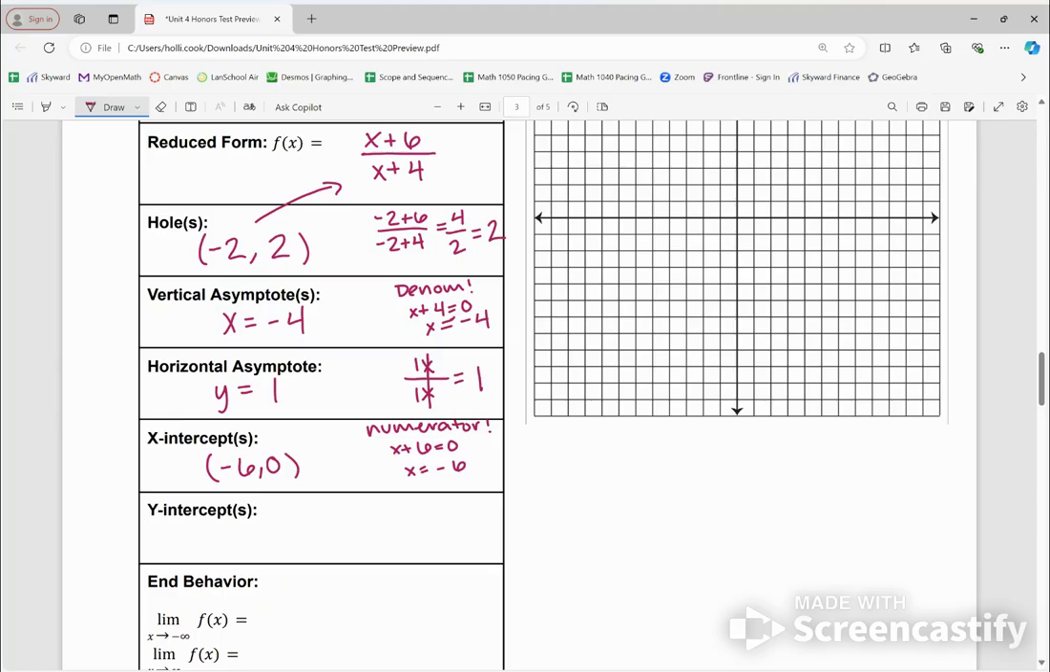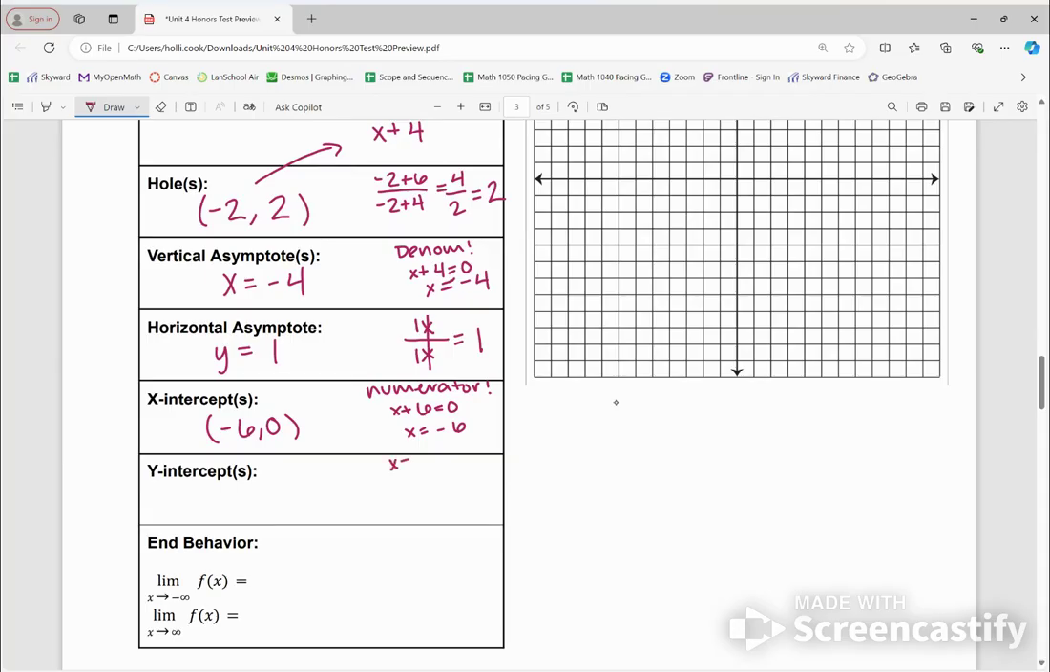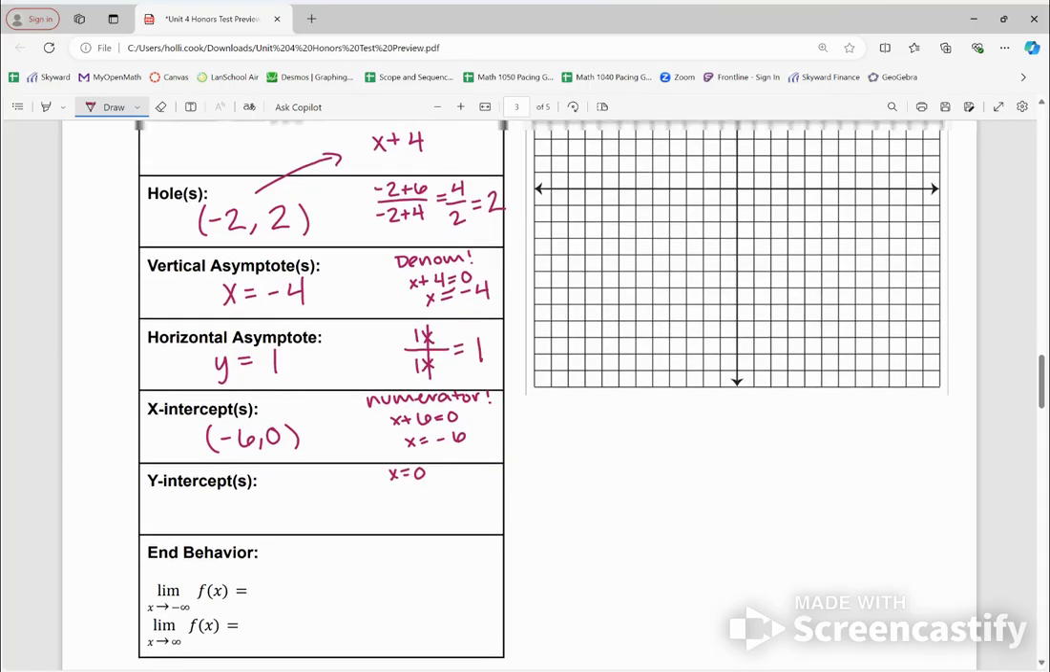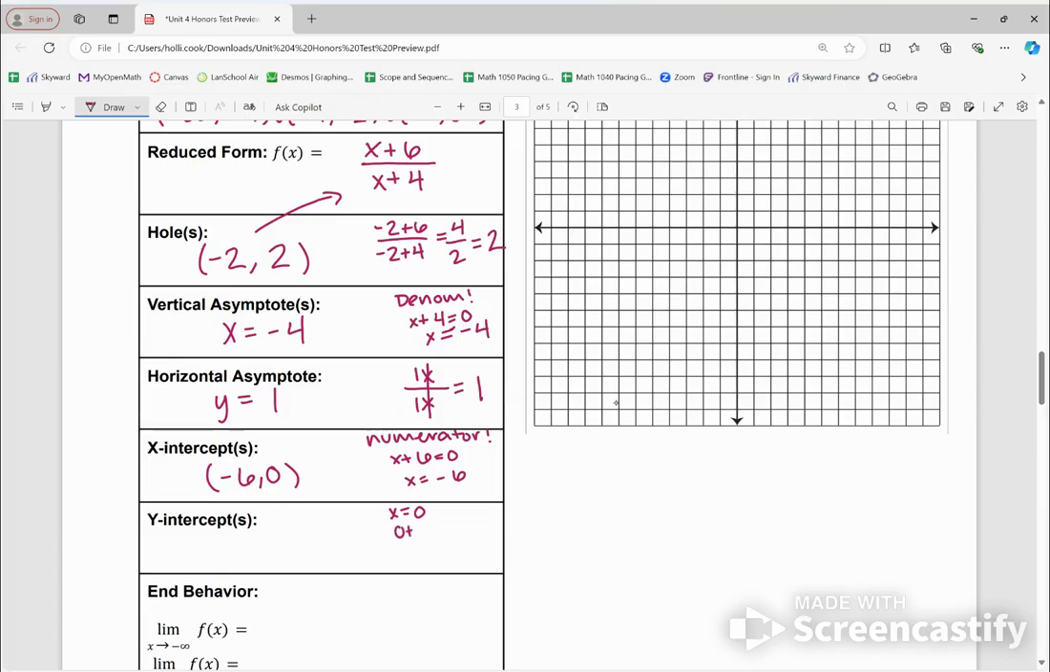And then our y-intercept, that's wherever x equals 0. So we're going to plug 0 in for x into our reduced form. So I have 0 plus 6 over 0 plus 4, which we know would just be 6 over 4. Okay, you can type that in a calculator to get the decimal. You can leave it and do 3/2. Either way, we get about 1.5. Normally, I am a big advocate for fractions, but with graphing, decimals are usually a little bit easier. So, 0, 1.5.